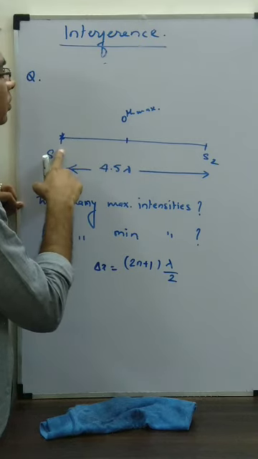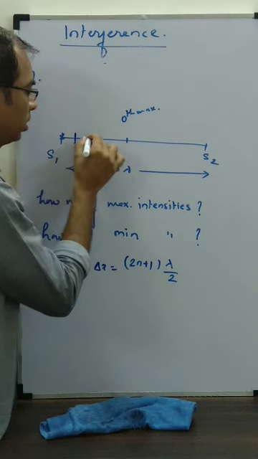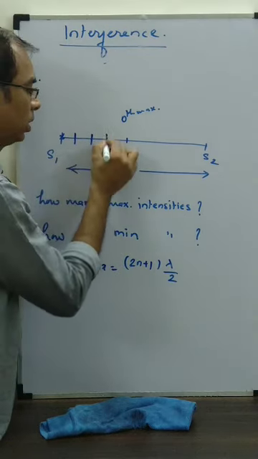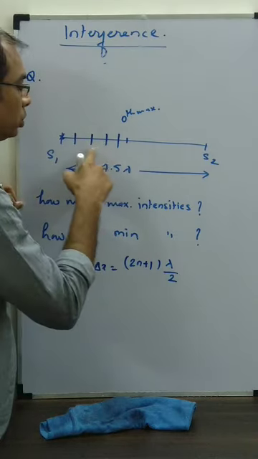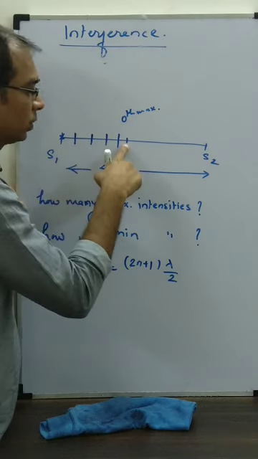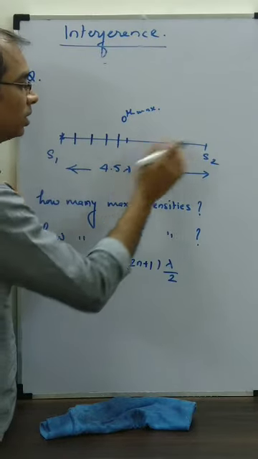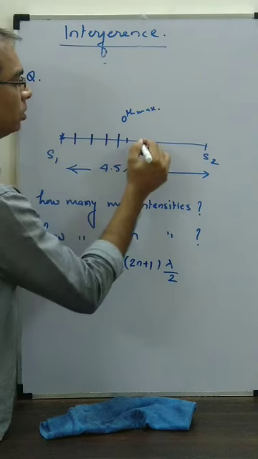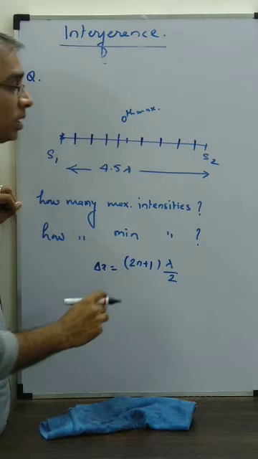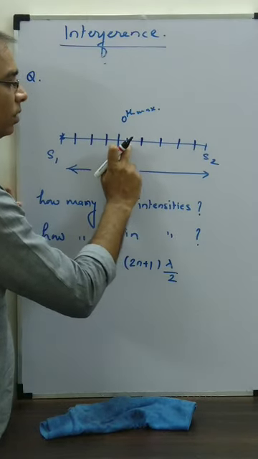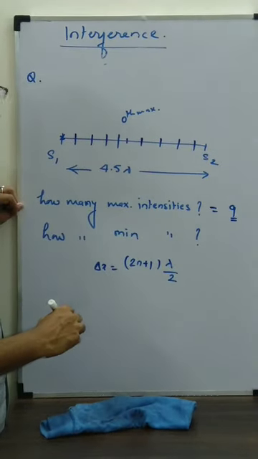So here path difference is 4.5 lambda. So somewhere here will be 4 lambda also. Then there will be 3 lambda also. Then there will be 2 lambda also. And there will be lambda also. Okay. So 1, 2, 3, 4 maxima here. And this one is fixed. Why? Because this is 0. So 1, 2, 3, 4, 5. Same way this side also will be there, exactly the same: lambda, 2 lambda, 3 lambda, 4 lambda. So how many maximas are there? 1, 2, 3, 4, 5, 6, 7, 8, 9. Its answer is 9.